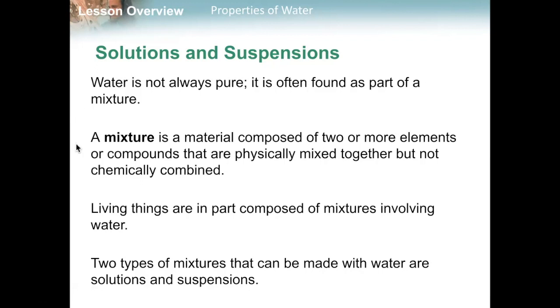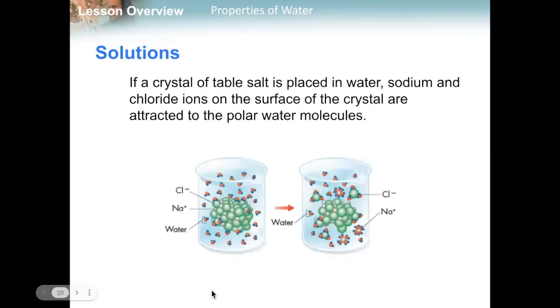A mixture is a material composed of two or more elements or compounds that are physically mixed together but not chemically combined. Living things are in part composed of mixtures involving water. Two types of mixtures that can be made with water are solutions and suspensions.